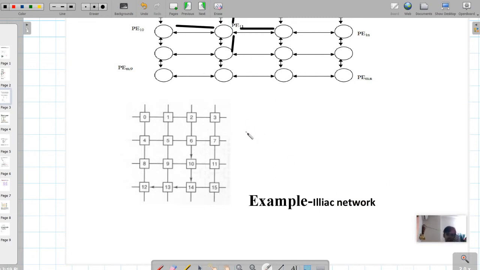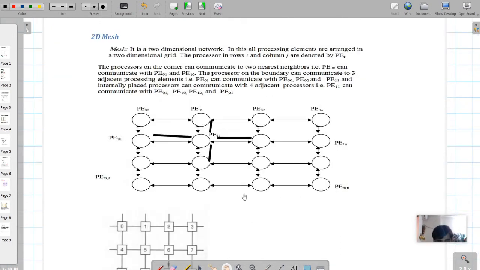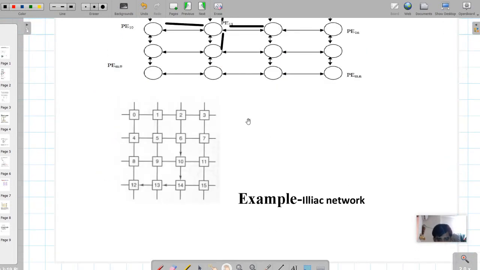Here, rather than two subscripts, the processors have been numbered. Yes, Saket has written with neighbor's processor. Yes, you are right. In this grid-like structure, a processor can directly communicate with its left, right, upper and lower neighbors. Now, let me come to the example. An example of this mesh network is the iliac network.